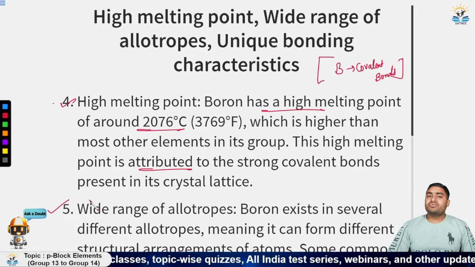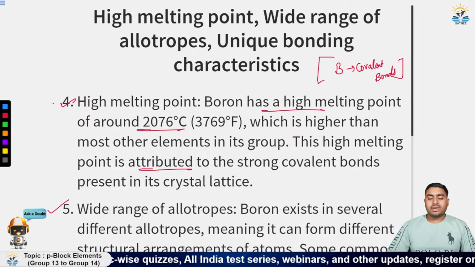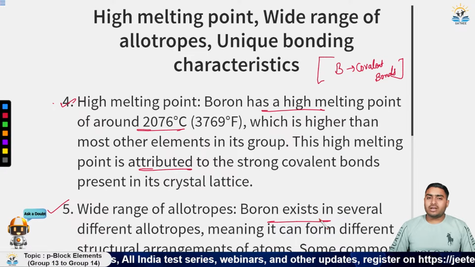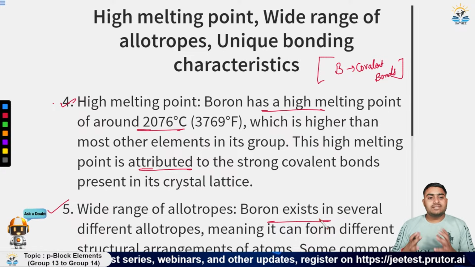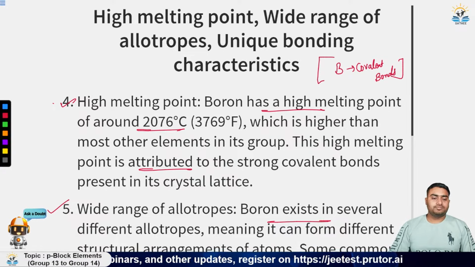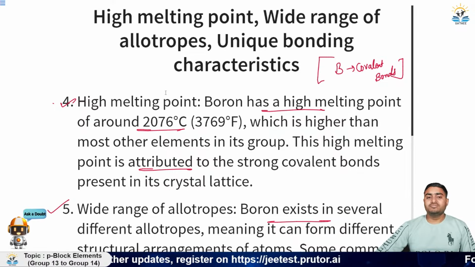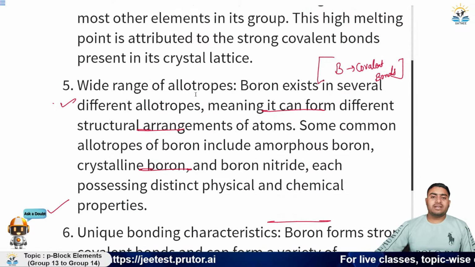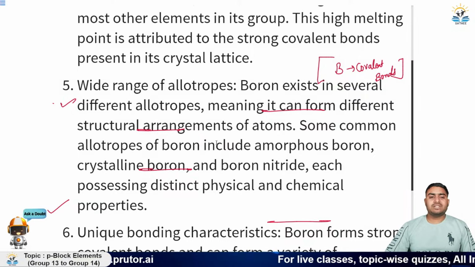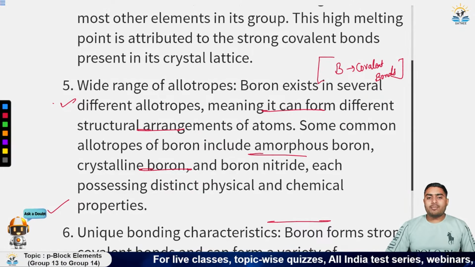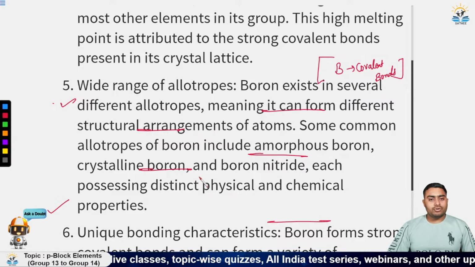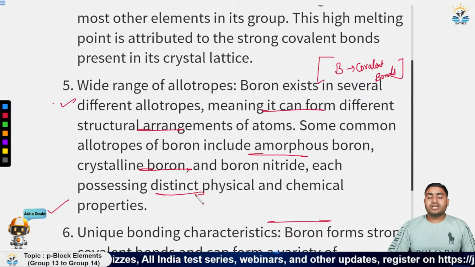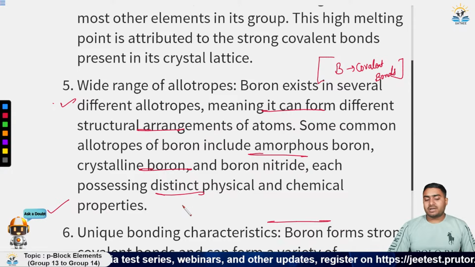And the fifth point is wide range of allotropes. Boron exists in several different types of allotropes. Allotropes you know very well, same element but different physical properties, right? So different types of allotropes are there, meaning it can form different structural arrangements. Some common allotropes of boron include, like you can see, amorphous boron, crystalline boron, and boron nitride. Okay, each possessing distinct physical and chemical properties.